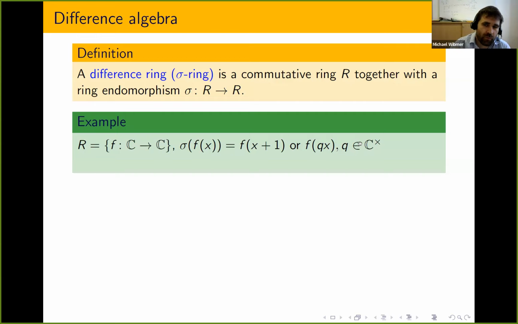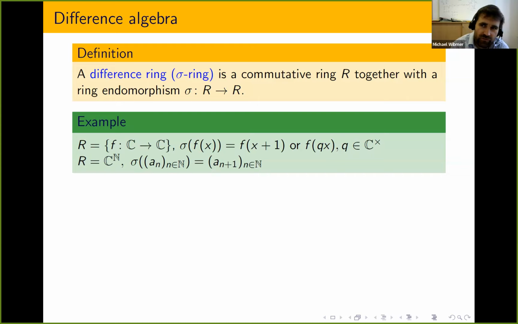Another fairly standard and important example would be the ring of all sequences of complex numbers. This is a ring under component-wise addition and multiplication of sequences. It has a lot of zero divisors, but anyway, it's still a nice ring. Here you take sigma as the shift. You take a sequence of complex numbers, a_n, and then you shift this sequence one step to the left. That is a ring endomorphism.